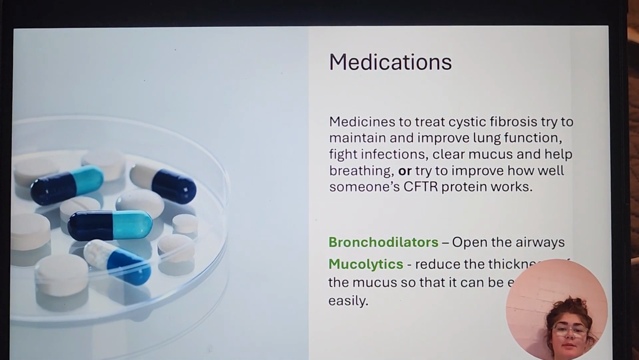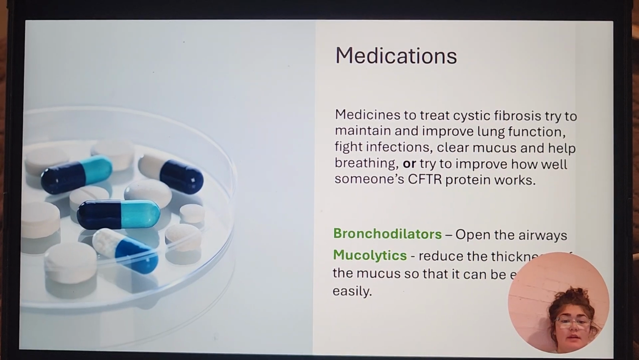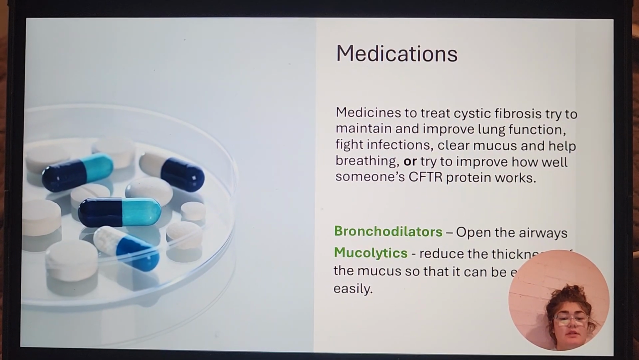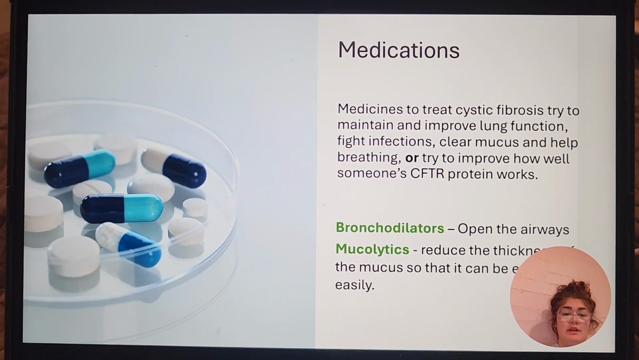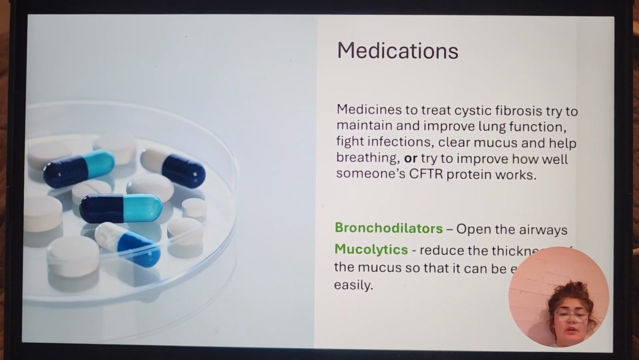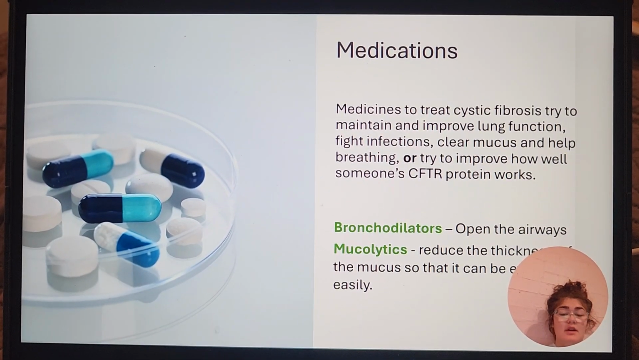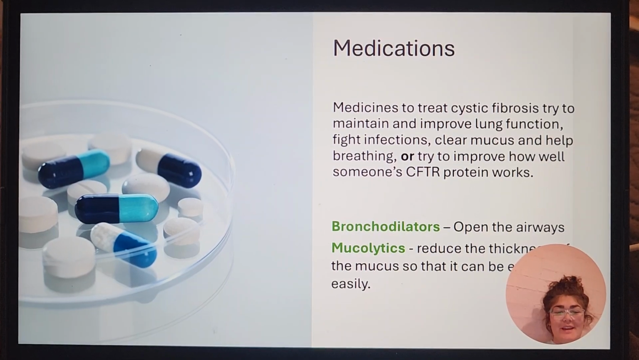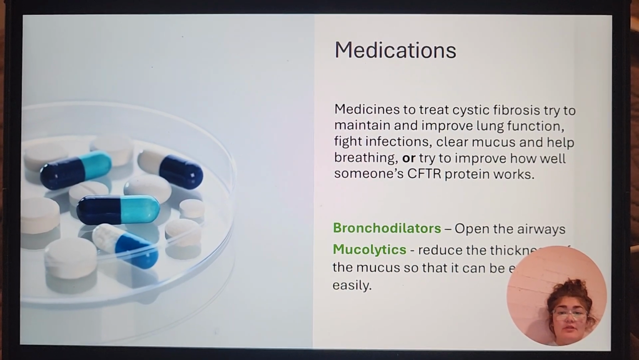Now we're moving right on to the medications. Medicine to treat cystic fibrosis tries to maintain and improve lung function, fight infections, clear mucus, and help breathing. Or they try to improve how somebody's CFTR protein works. The two medications that I'm going to be talking about are bronchodilators, which open the airways, and mucolytics, which reduce the thickness of the mucus so that it can be easily removed.